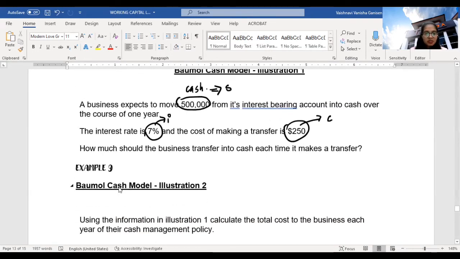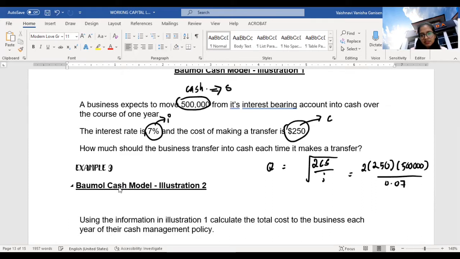So you use the formula square root of 2CS over I. That is 2 multiply 250 multiply 500,000 divided by 0.07, square rooted, which is 59,761,000. So the optimal amount of cash for you to hold is actually 59,761.